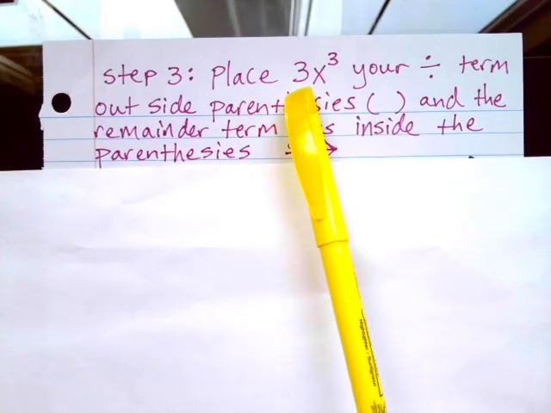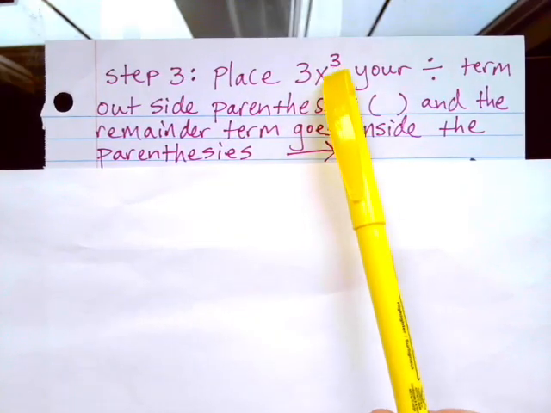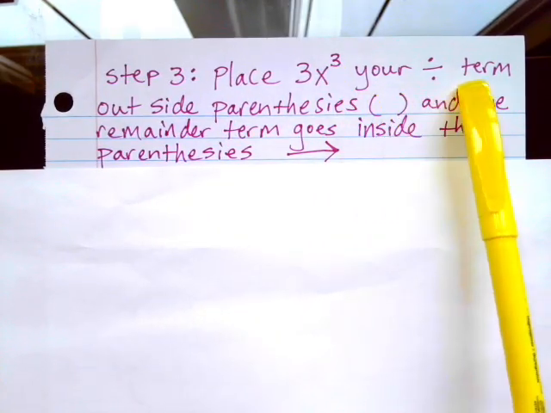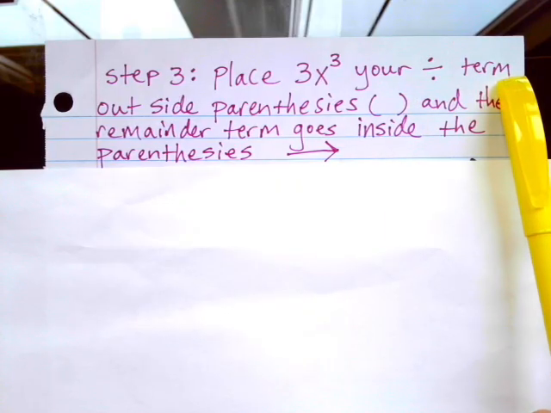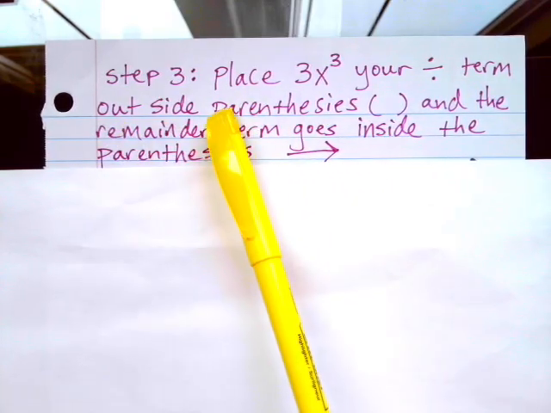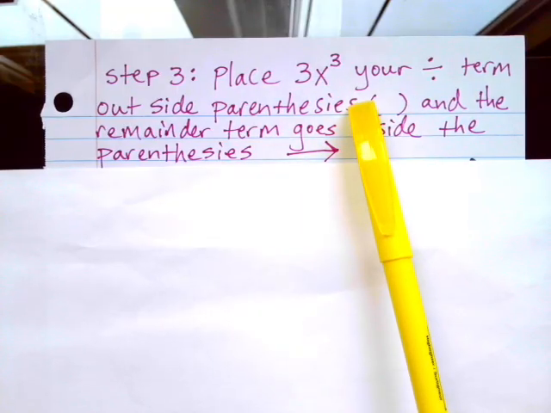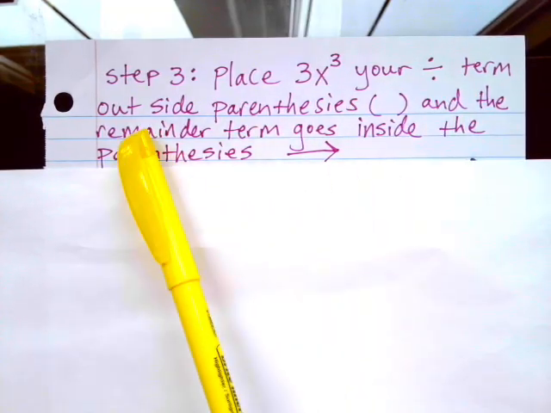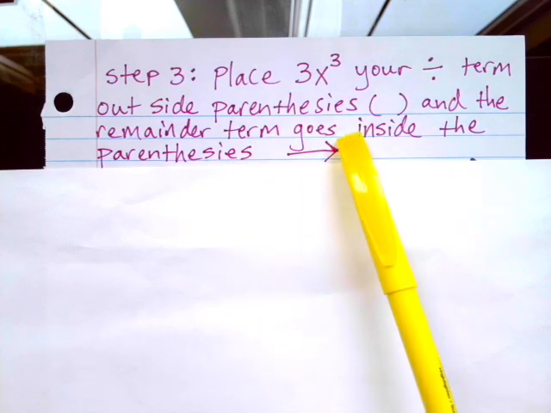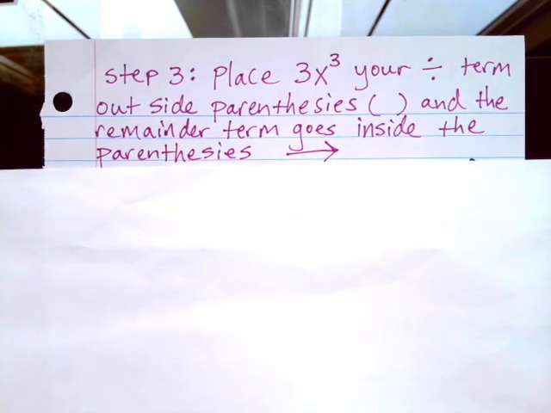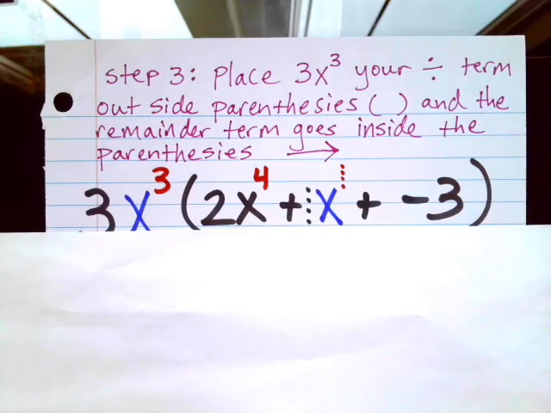Step 3. You want to place that 3x cubed, the term that you used to divide into the three different terms, outside the parentheses, right? So that 3x cubed will go right here outside the parentheses. And then you want to put the remainder terms inside the parentheses, just like you see here.